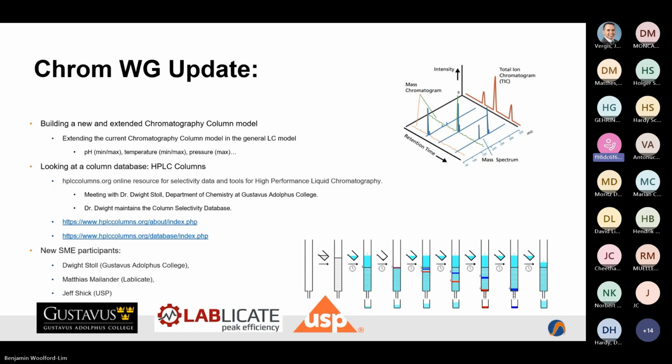So Dwight Stoll from Gustavus Adolphus is heading up that project. He has now joined the Allotrope Working Group along with Matthias, who we've already heard from, and Jeff Schick from USP. All of them are working to see if we can't make something useful in Allotrope that can be then built into this upcoming column database with luck.